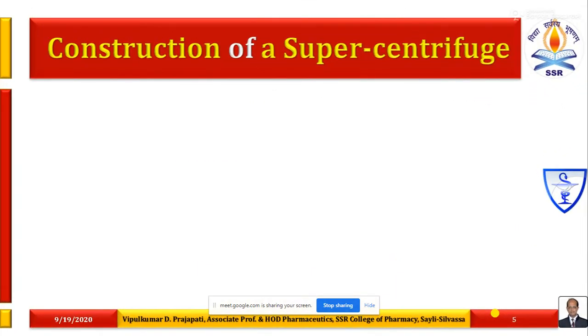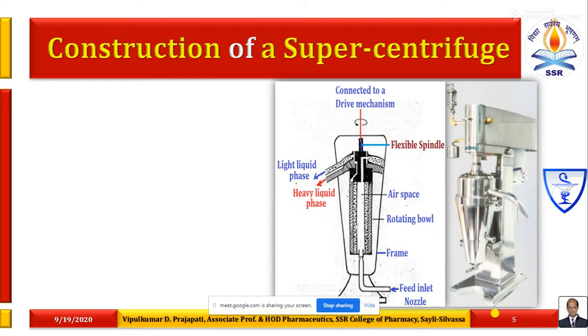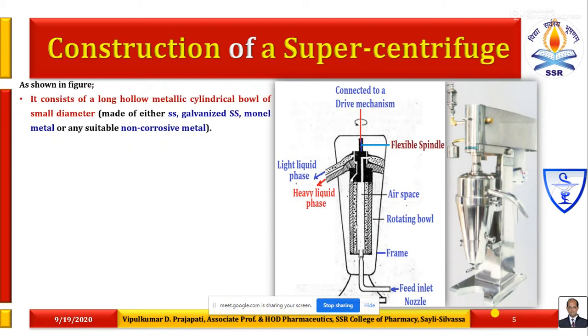Now, what is the construction of a super centrifuge? As shown in this figure, it consists of a long hollow metallic cylindrical bowl of small diameter made of either stainless steel, galvanized stainless steel, monel metal or any suitable non-corrosive metal.